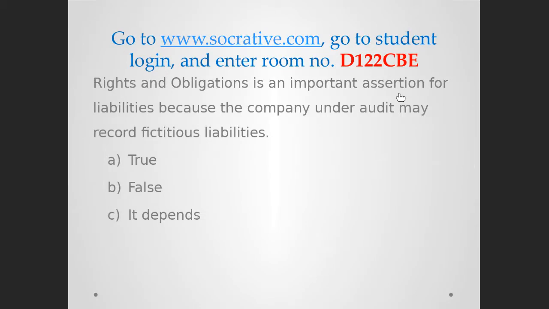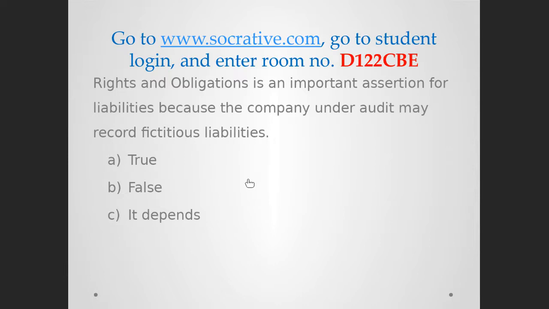So we have a divide half and half. Rights and obligations is an important assertion for liabilities because the company under audit may record fictitious liabilities. The company will not record fictitious liabilities. The company should not record expenses and liabilities that did not happen. Okay, are you following? So rights and obligations are more important when you do accounts receivable and assets. Nobody records an obligation that does not belong to them. Nobody over records payments, so we don't have to worry about that much.